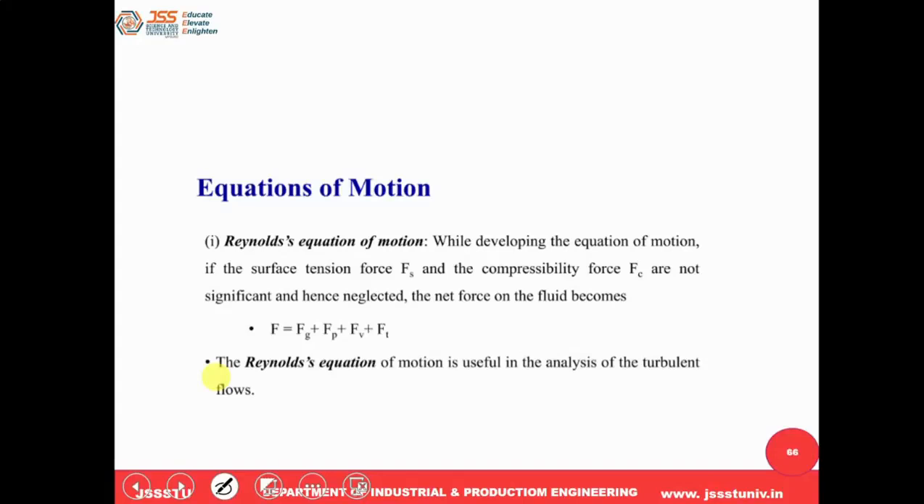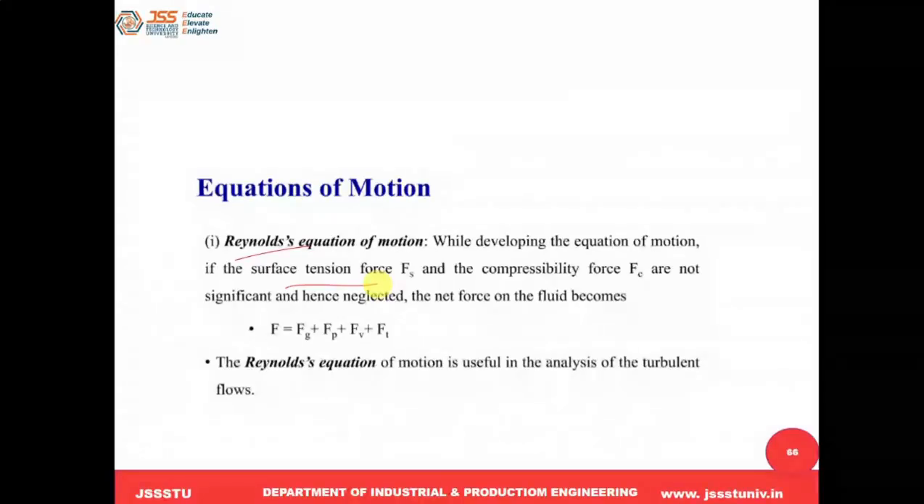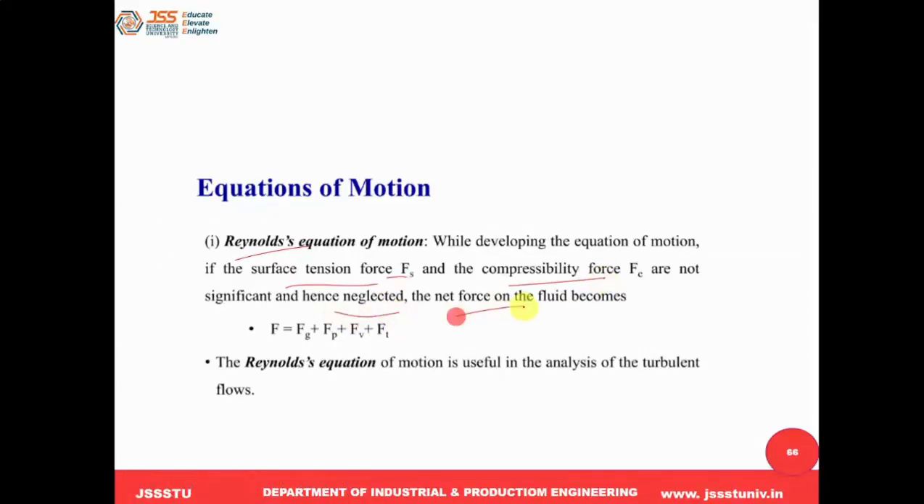In the Reynolds equation of motion, we are considering the forces except surface tension force. If the surface tension force and the compressibility force are not significant and hence neglected, the net force on the fluid becomes this. So in the case of the Reynolds equation, the surface tension force is not going to be considered, and the compressibility force is also not considered, because they are not much significant. That's why he neglected them. That equation is called the Reynolds equation of motion.